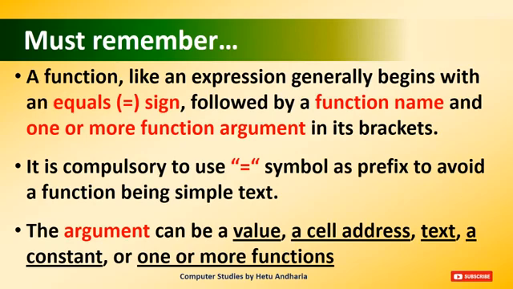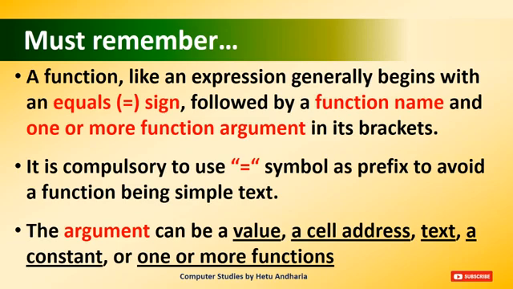Now what is the importance of that? We want Excel to perform some calculations for us. Then how will Excel come to know that it has to perform some calculations? Without equal to, if I simply type SUM, brackets open, A1 colon D1, then it will think that this is simple text and that it doesn't have to perform any calculation. So it is compulsory to add the equal to sign.